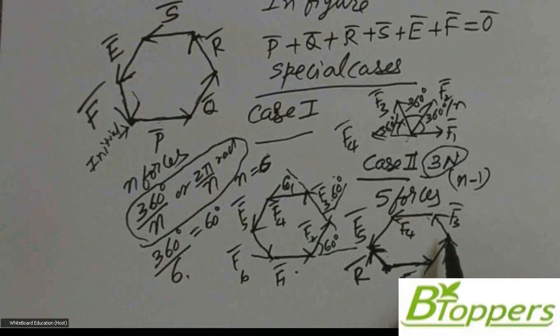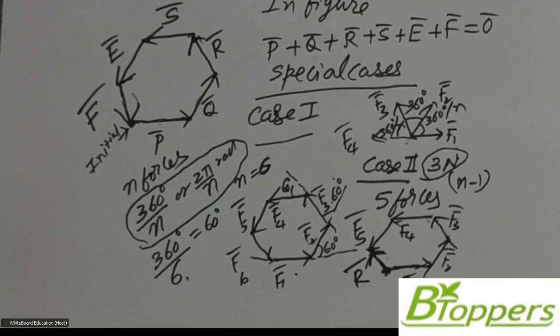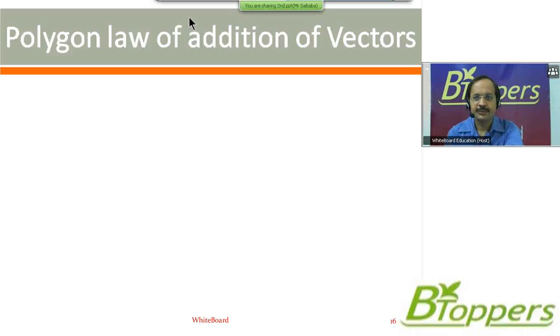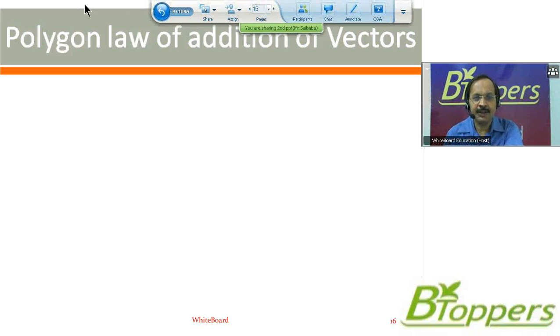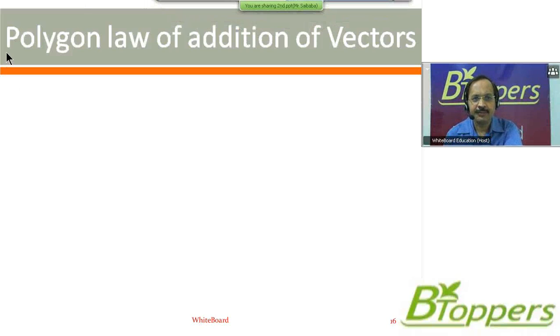So I would like to once revise my discussion which I have done about the polygon law of addition of vectors. That is, I would like to show you the summary of the discussion about the polygon law of addition of vectors. And those who are interested to copy the notes, they can take a pause and copy the notes from the summary I am going to show you now. So look at the summary of the polygon law of addition of vectors.